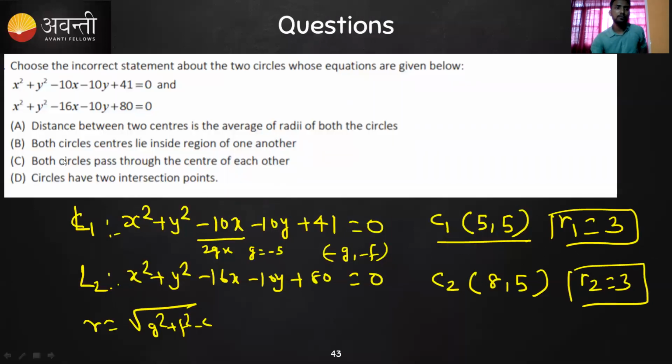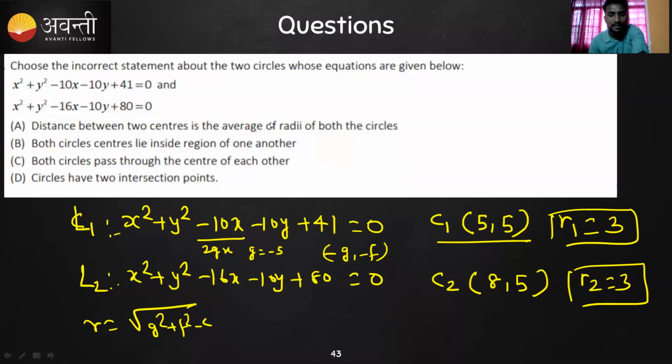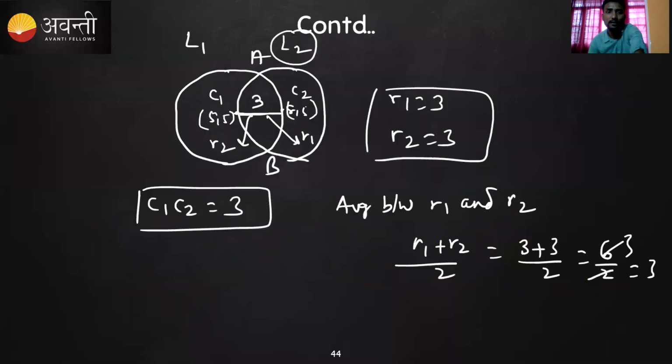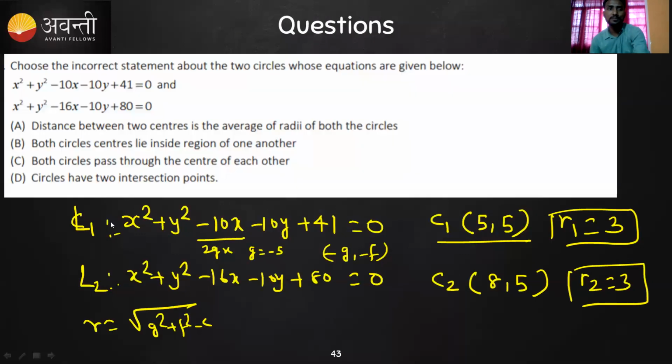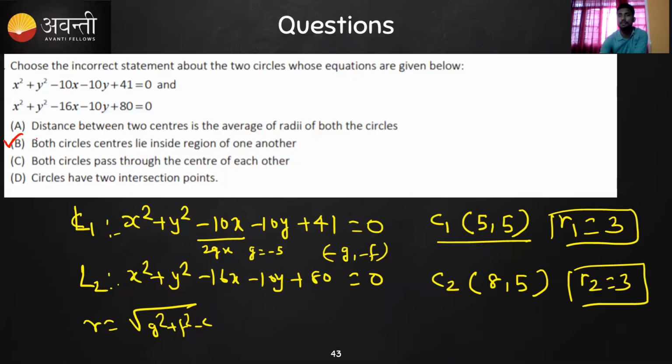But when you go through the B option, both circle centers lie inside the region of one another. Both circle centers lie inside the region of one another. That is not the case here, the center is not inside the other circle's region. It is on the other circle, passing through it, but it is not inside the region of the other circle. So the B option will be the incorrect statement. Okay guys, so B will be the wrong answer, which means in this case it is the right answer.